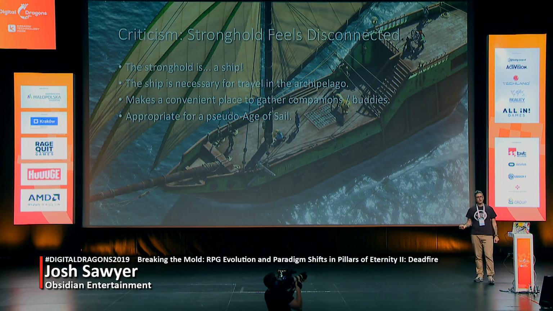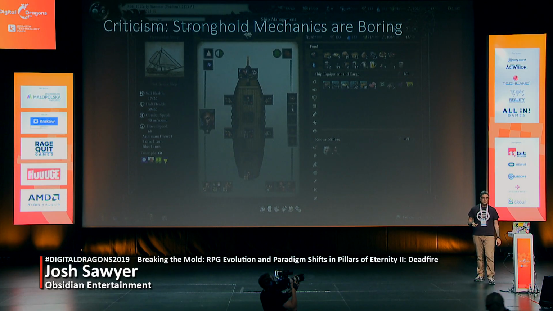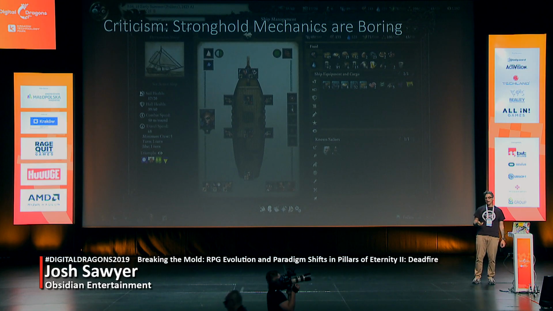And it's very appropriate for a pseudo Age of Sail game. Pillars of Eternity is really not a medieval game. It's more supposed to be an early modern game, 16th century plus. And so going into the Age of Sail felt like a natural progression from the original game, which was early 16th century. Another big criticism is that the Stronghold mechanics are boring.